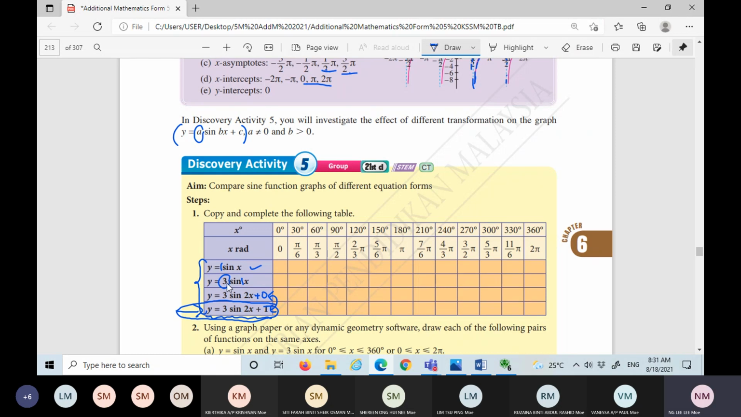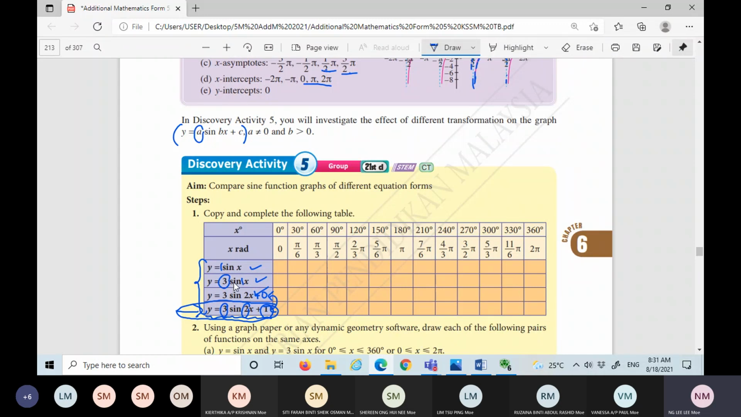After that, because the A is 3, you try to draw 3 sine x first. After that, the B is 2, so you try to draw 3 sine 2x. After that, the C is 1, so add in 1. Same like what I did just now, for you to reach the final y equals 3 sine 2x plus 1. Add in one by one.